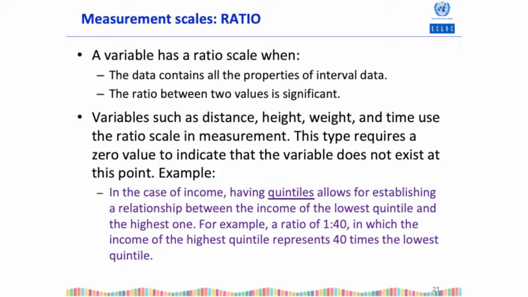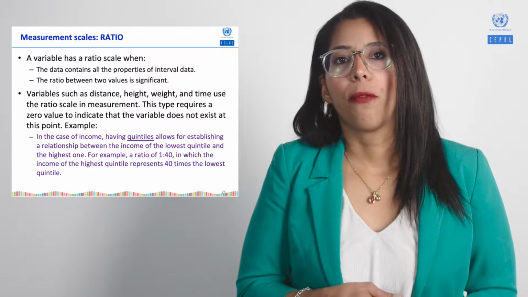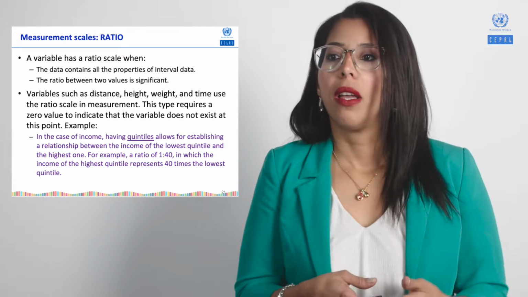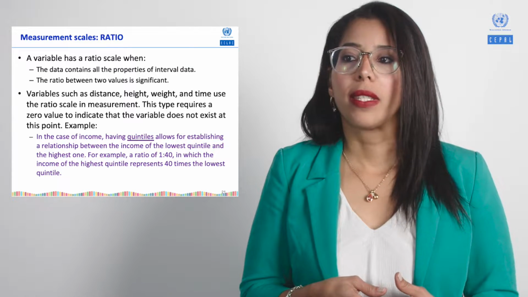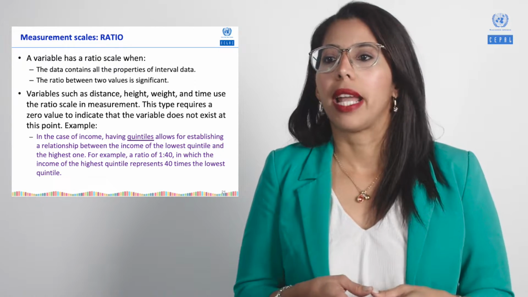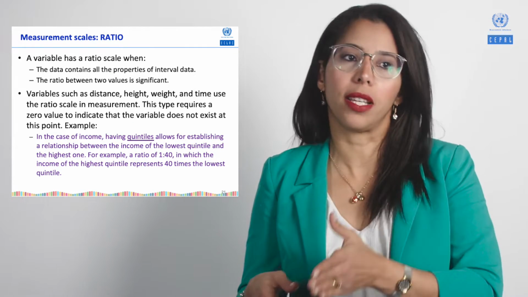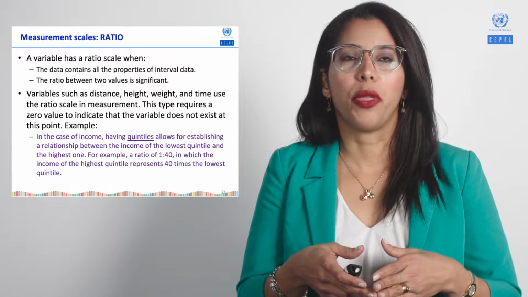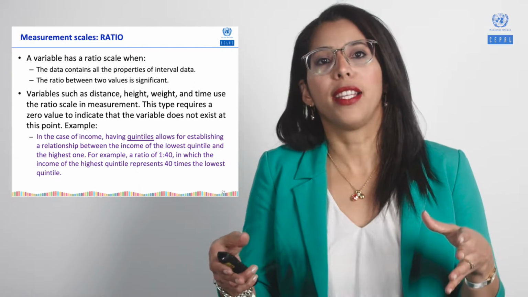Variables such as distance, weight, time use, and some ratios. This type requires zero values that show that the quantity doesn't exist at this point. For example, let's see the case of income. Having quintiles allows for establishing a relationship between the income of the lowest quintile and the highest one. A ratio of 1:40, in which the income of the highest quintile represents 40 times that of the lowest quintile. And then you can understand the distribution across a huge scale in case you have it.